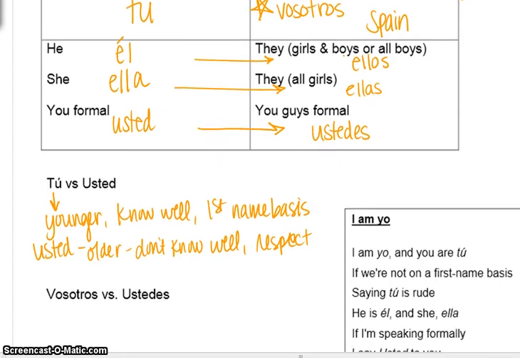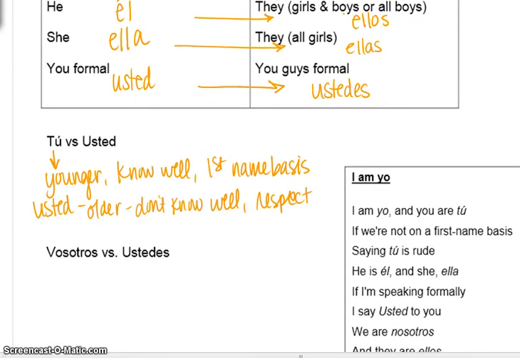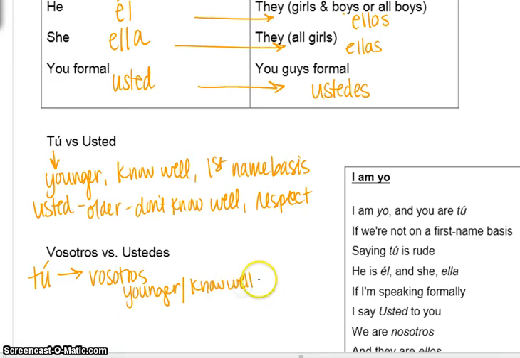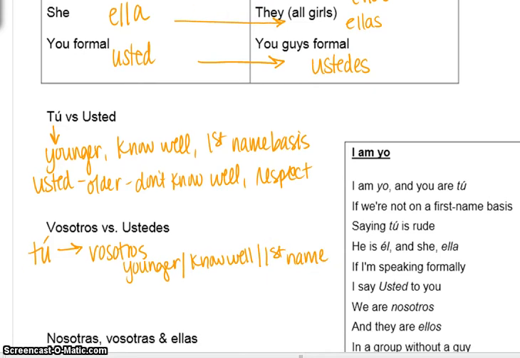That same information holds true for vosotros and ustedes. And if you look back up at the chart, the plural of tú is vosotros. And so when you're talking to a group of people, they're going to be younger than you, or people that you know well, or people that are on a first name basis with you. So that's when you would use the vosotros. Or it's also if they're in Spain.